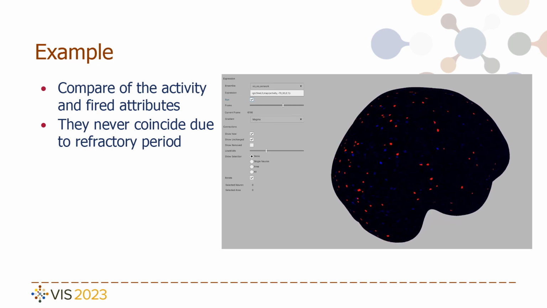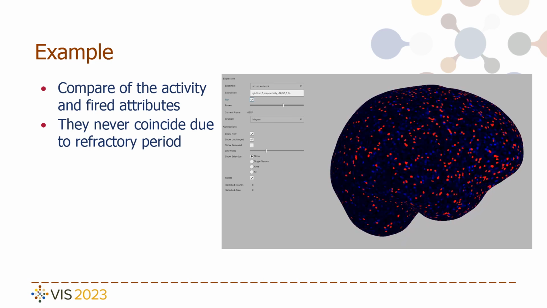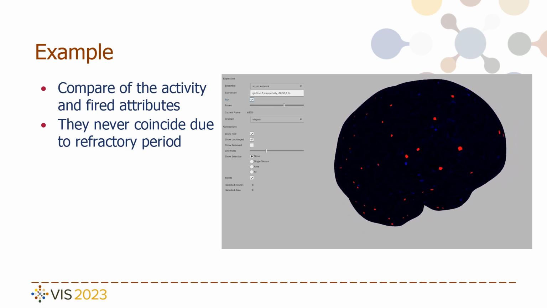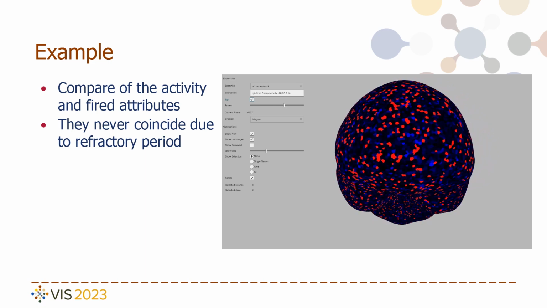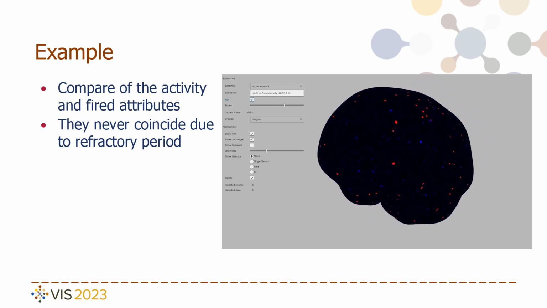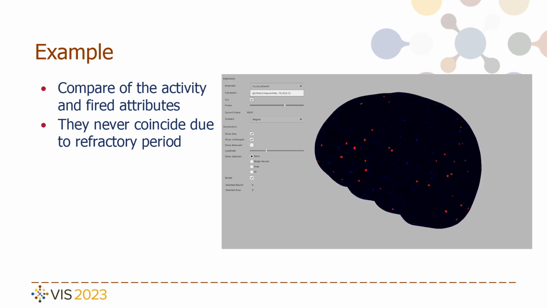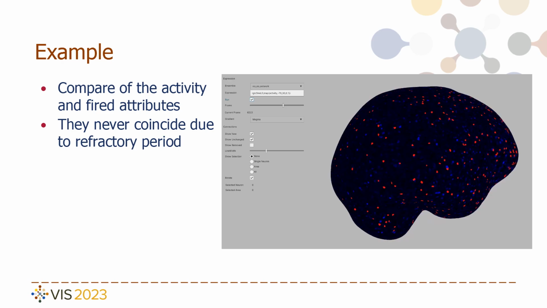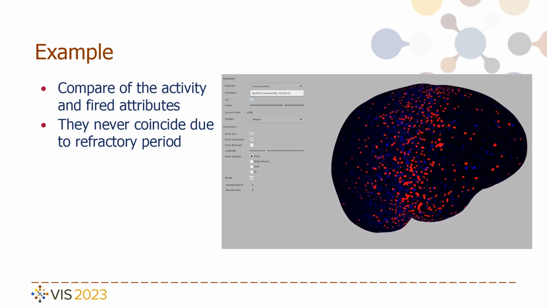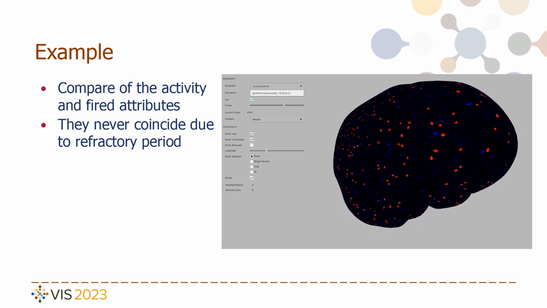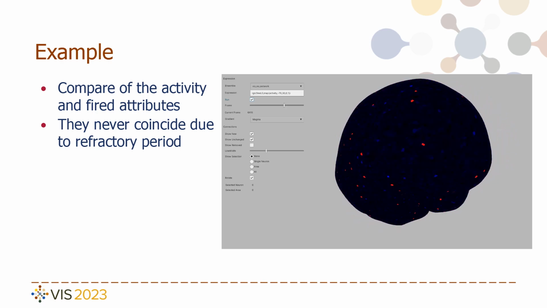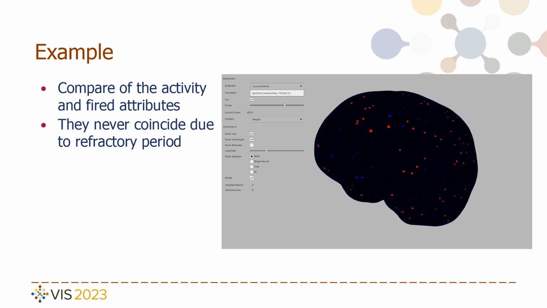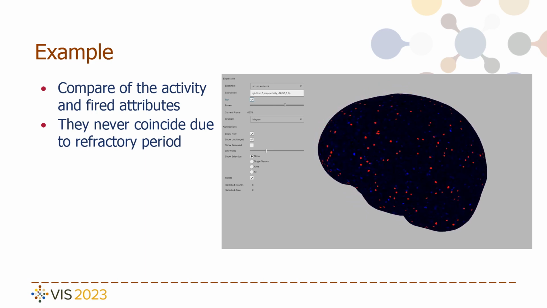Here we have another example. We use the RGB expression to show 3 channels at once. In the red channel we can see the fired attribute, where a neuron has just fired in the last frame, and the blue channel is the same activity expression from the last slide. So we compare the electrical activity with whether the neuron has fired in the last frames.